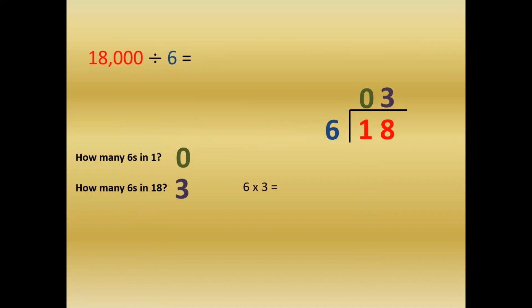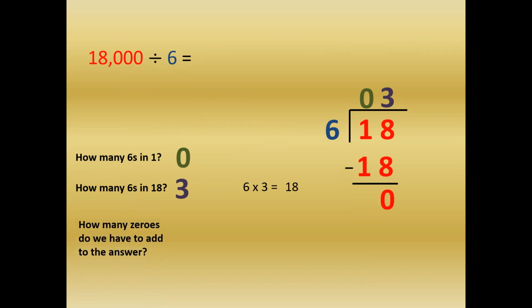Then we have to do 6 times 3. So what's 6 times 3? We just went through our 3 times tables. What is it again? It's 18. So we put the 18 below the other 18, and then we have to subtract. So 18 minus 18 is equal to 0. Then how many zeros do we have to add to our answer? So how many zeros did we take away at the beginning? We took away 3 zeros. So we have to add those 3 zeros onto our answer. So that means our answer would be 3,000. So that means 18,000 divided by 6 is equal to 3,000.